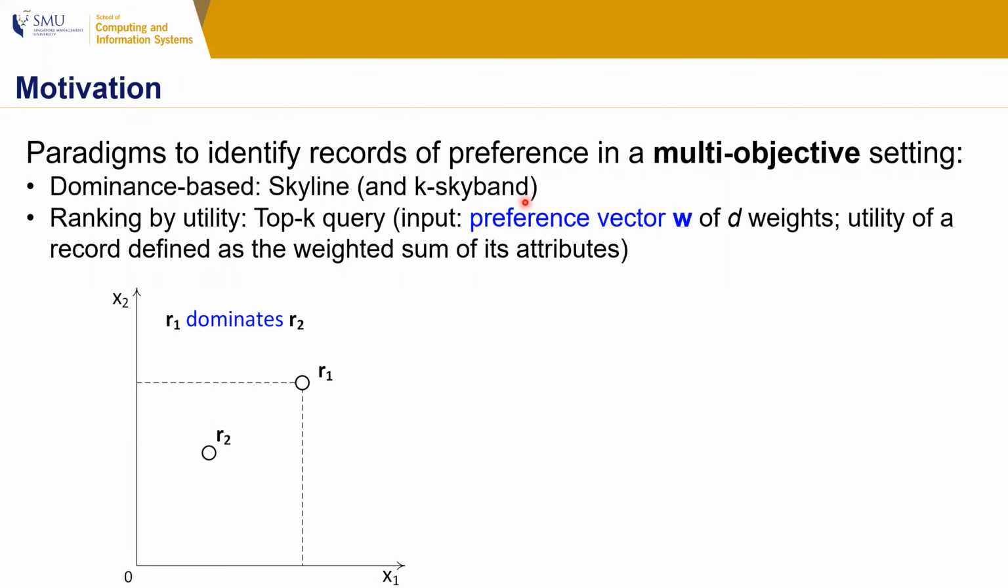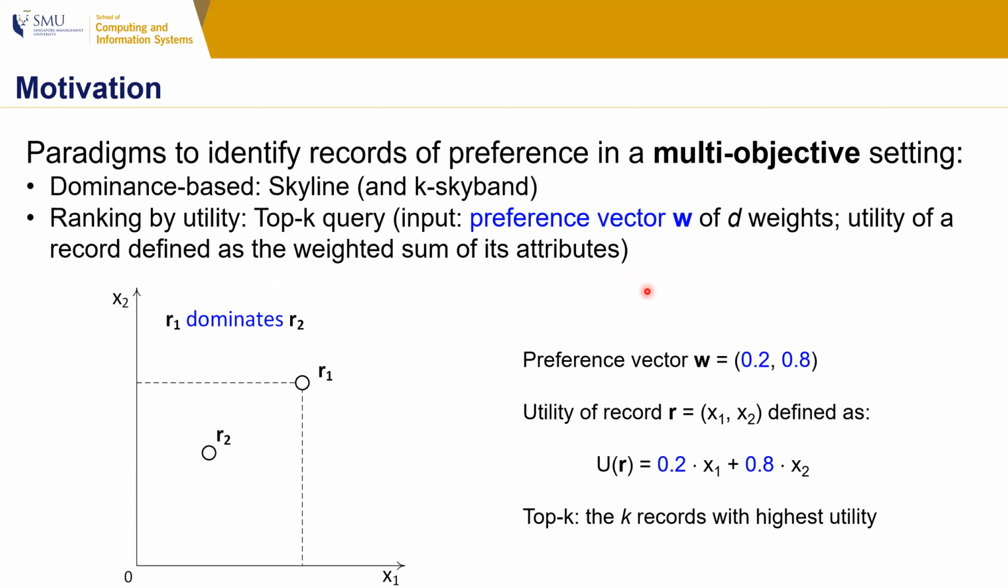An alternative paradigm is to rank records by utility. In this situation, if we assume a two-dimensional example, meaning that our records have two attributes, the user is supposed to input a preference vector W that has two weights. Each record in our data set, as I said, has two attributes and is now associated with a utility score, or a utility value if you may, that is equal to the weighted sum of its attributes. This way, every record is associated with a utility score, and therefore we can rank them and just keep the top K to present to the user. This is the standard top K query.